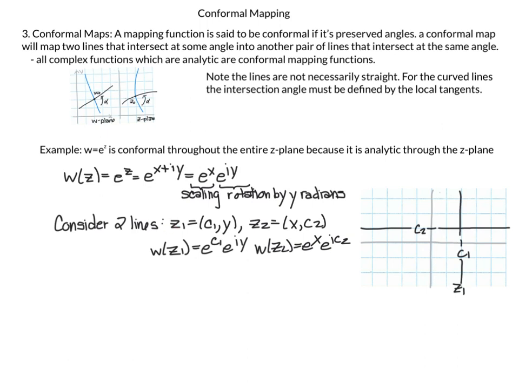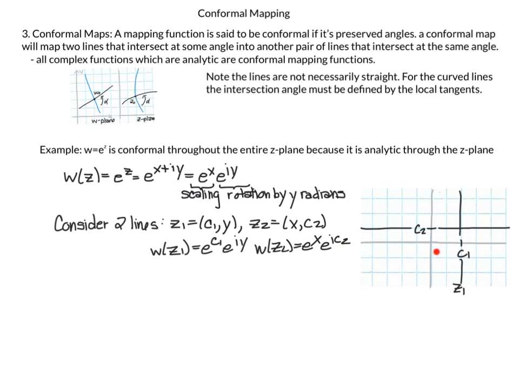So the first line I'm going to consider is z1 equals c1 plus iy. This is the line where x is held constant at c1 and y varies. So x is held constant and y varies, which looks like a vertical line. So this is my line z1.